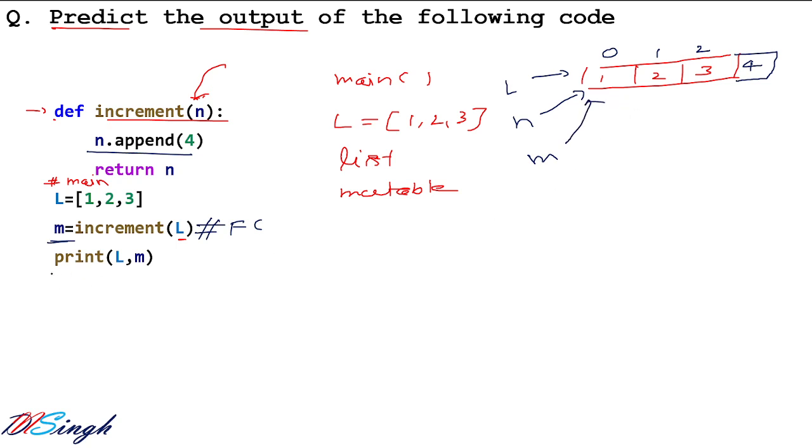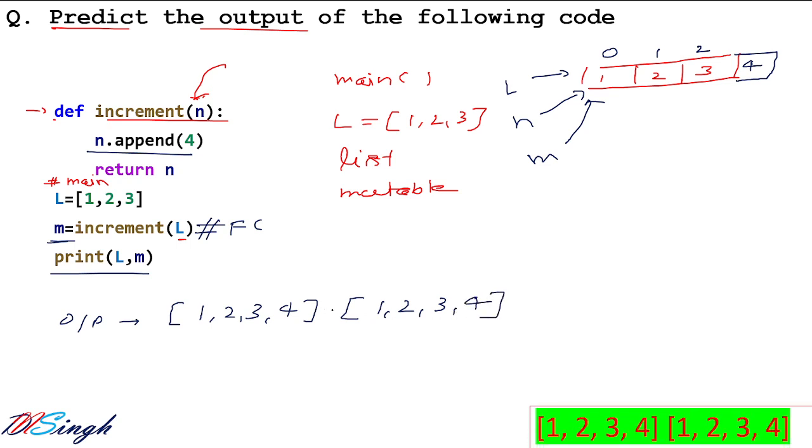Now when you print L and M, what will happen? Because L is also pointing to the same place, and M is also pointing to the same place, the output will be 1, 2, 3, 4 for L, and again a space will come, then for M also 1, 2, 3, 4 will come in the output. Let us see what is the output. So the same output is available here.